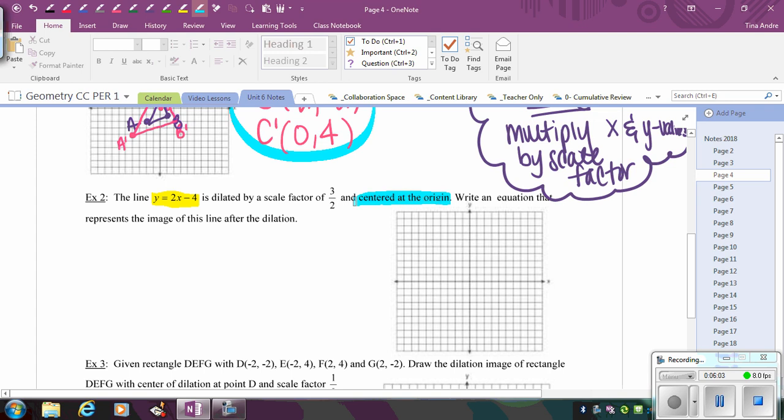So let's go ahead and start by graphing. So we have y equals 2x minus 4. You can plot a table of values to get that line graphed. I'm just going to use the slope and the y-intercept. So my y-intercept is -4, so I'm going to start down at -4. So 1, 2, 3, 4. And then my slope is 2 over 1, so up 2 over 1. And just extend this all the way through the graph.